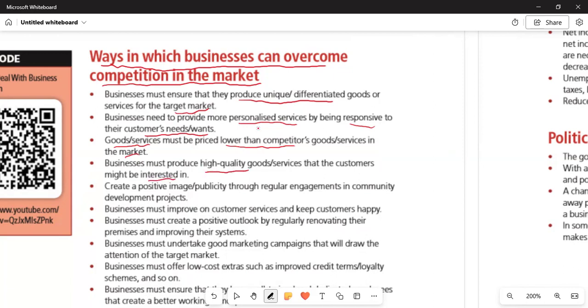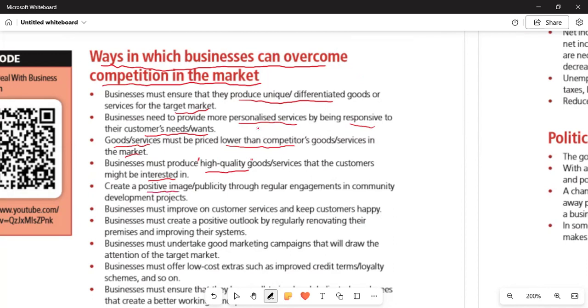So we have said you can overcome competition by trying by all means to be different with the services and the products that you're providing. Also by personalizing your services, also by lowering prices, and also by producing high quality goods and services.